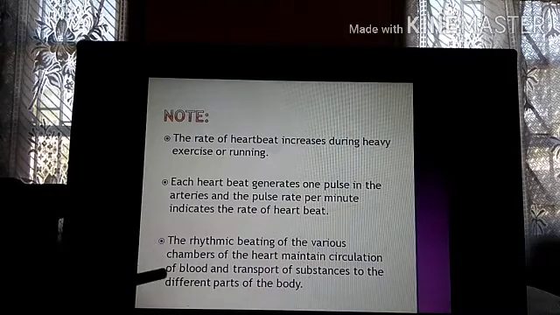Clear? So the rhythmic beating of the various chambers of the heart maintains circulation of blood and transport of substances to different parts of the body. So heartbeat is very important. Otherwise, your oxygen will not go to each and every cell. Carbon dioxide will not be collected from the body. Your blood will not be purified. And if your blood is not purified, how will you survive? You will die. If oxygen is not reaching every cell of the body, will you survive? No, you will die. So the moment the heart stops beating means you are dead. Is it clear?